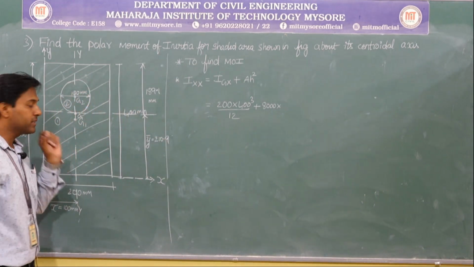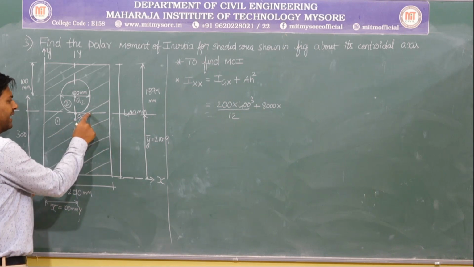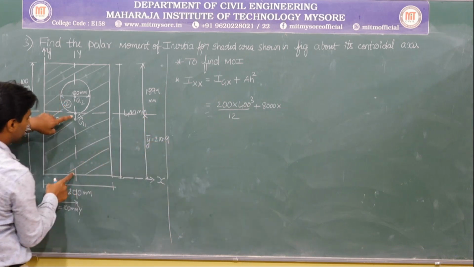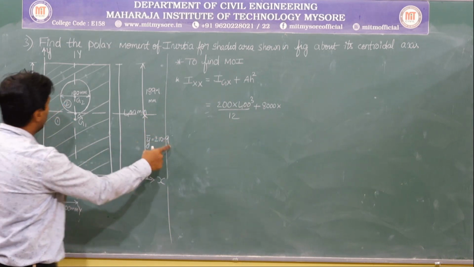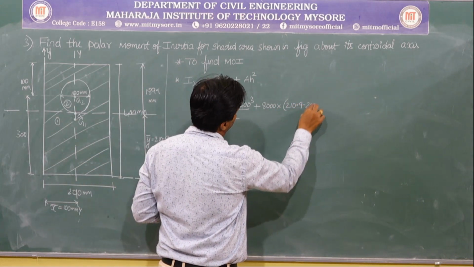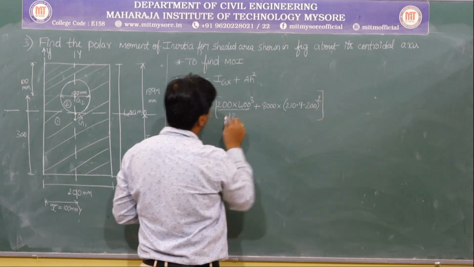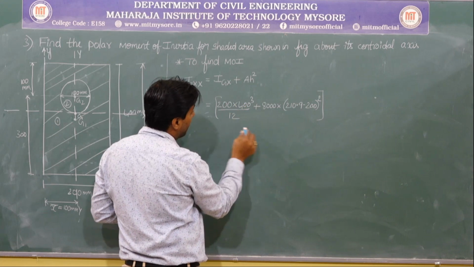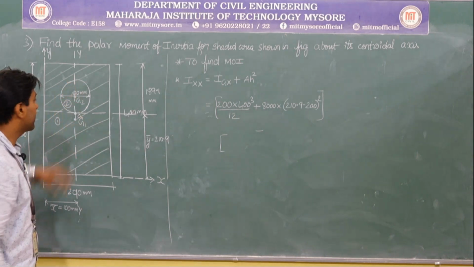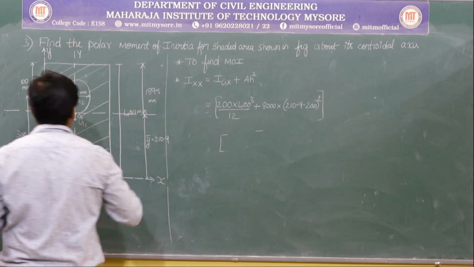It is the distance between the centroid of the concerned diagram and the reference axis. I can easily find it out. What is this distance? 210.9. And what is this distance? 200. So 210.9 minus 200, whole square. Minus, you should not put plus now. So it is minus. Why minus? I need to deduct this circle, no? That's why.